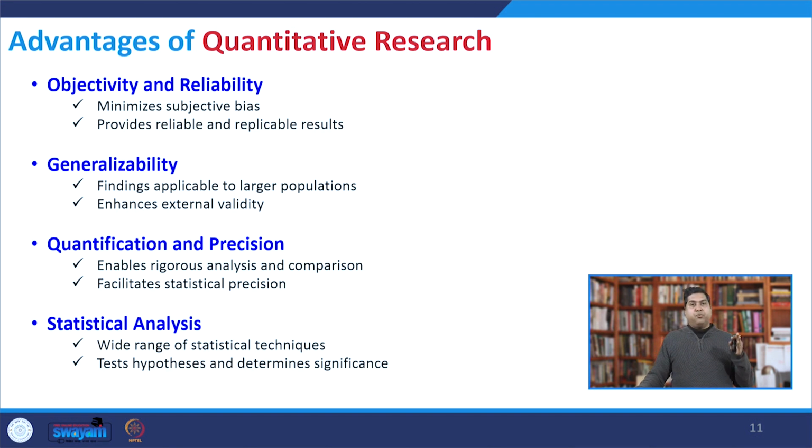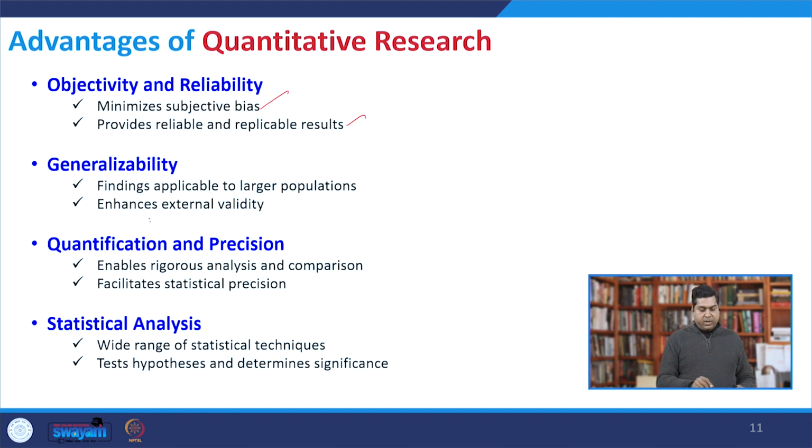Okay, now advantages of quantitative research. Objectivity and reliability. Definitely in this case, the quantitative research approach minimizes subjective bias. It provides reliable and replicable results because that is something based on empirical data.